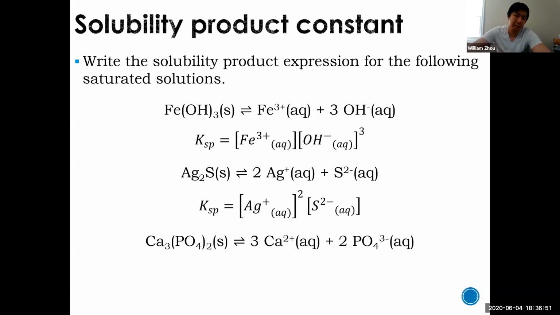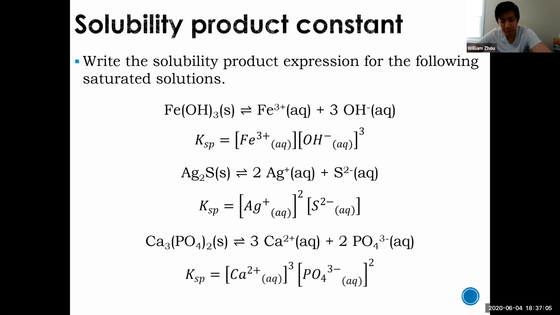And lastly, you have calcium phosphate. If you balance the equation, you have 3 calcium ions and 2 phosphate ions, and the KSP will be exactly as you expect. Calcium cubed, phosphate squared. The solid is never present. The convention is the solid is on the left side of the equilibrium arrow, and the ions are on the right side. So the forward reaction is always the dissociation reaction. The reverse reaction is the recrystallization reaction. That's just the convention.